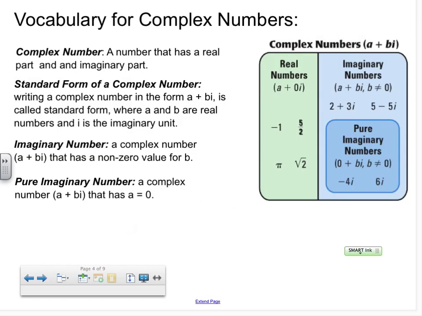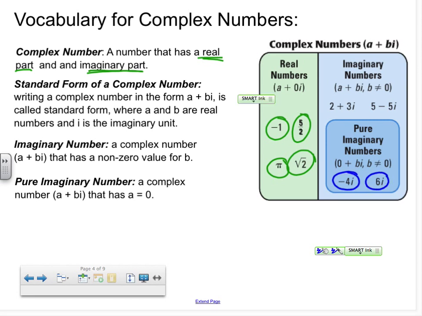All right, and so that brings us to complex numbers. Complex numbers are a combination of real and imaginary. A complex number has a real component and an imaginary component. Real numbers, you are very familiar with those. We've been working with those for all of your life so far. Negative 1, that's real. 5 halves, that's real. Pi is real. Square root of 2 is real. And then purely imaginary numbers, those are just numbers with i in them. Negative 4i, 6i.